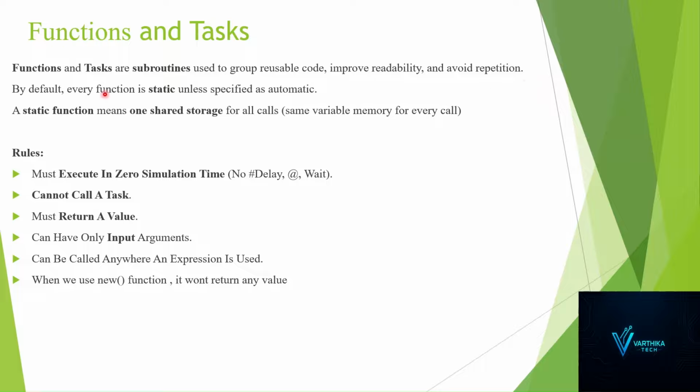By default, every function is static. Functions are of two types: static function and automatic function, where a static function uses only one single memory. An automatic function has different memory for different calls. So in a static function, we are using only one shared memory. Whenever we call the same function multiple times, the current one will always get overridden.